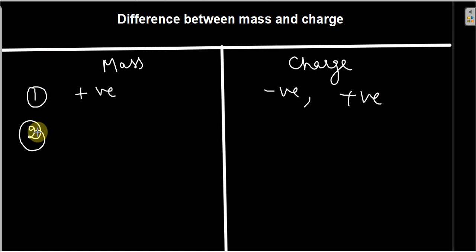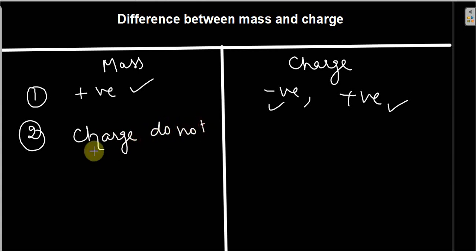So the first one is positive and negative. Charge can be positive or negative, and mass is always positive. We cannot take a mass of minus 5 kg. So mass is always positive. Next, charge does not vary with speed. We discussed this in the invariance of charge.